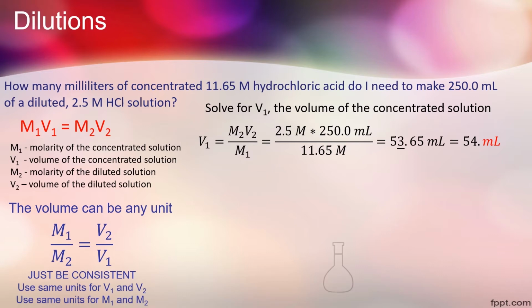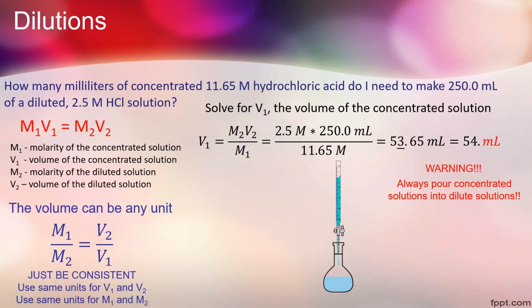In practice, we would take a 250 mL volumetric flask, which is nothing but a very accurate and precise volume container that has a line on it that denotes when we have 250 mL in the flask. We would fill it half to 2/3 full of water. We would use a burette or pipette to measure out 54 milliliters of concentrated HCl acid carefully and deliver it into the volumetric flask. Warning: we always pour concentrated solutions into less concentrated solutions.